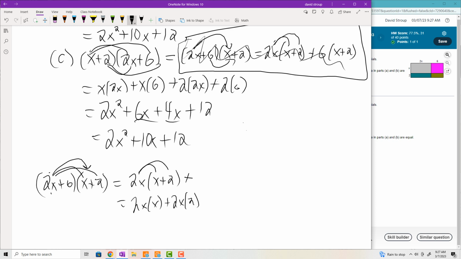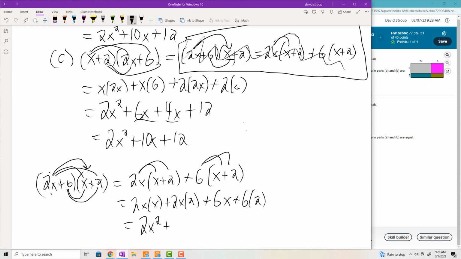And then plus, in the other case, you have to distribute the 6 to the x plus 2. But that's the same as saying, all right, 6 times x plus 6 times 2, right? Which is the same as distributing here. It's just I'm hoping to save you one step of work. So 2x times x is 2x squared, plus 2x times 2 is 4x, plus 6x plus 12. And that would be 2x squared plus 10x plus 12.